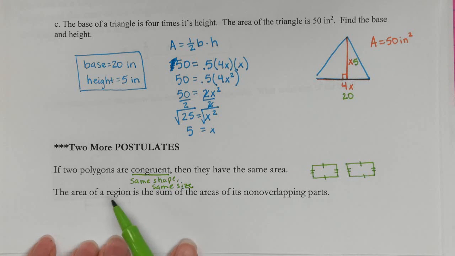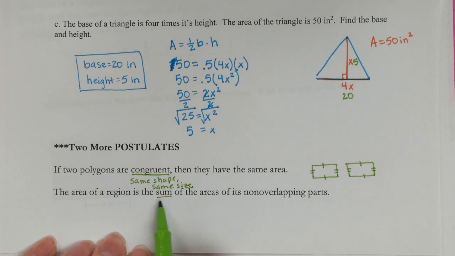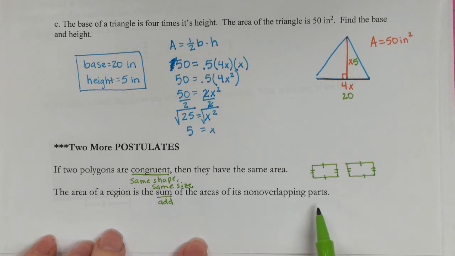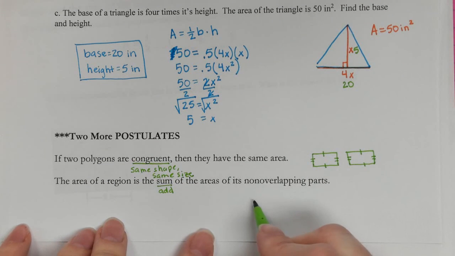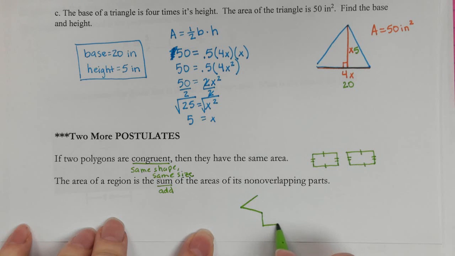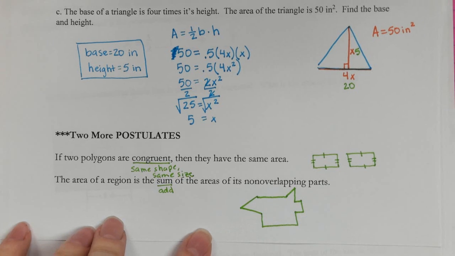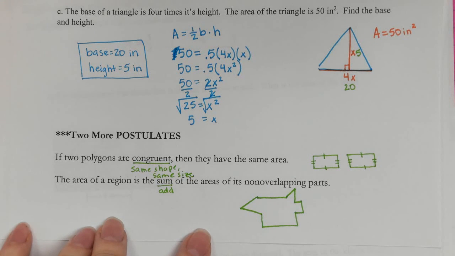Then the area of a region is the sum, so remember that means add, of the areas of its non-overlapping parts. This comes into play when we have some crazy looking shape, and you will see some. But for example, if I had all kinds of crazy stuff going on here, something like that. So I don't have a formula for that shape, but what I do think is I could start splitting this shape up.